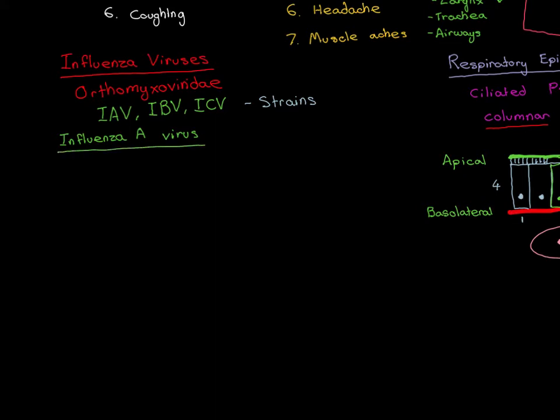Conveniently, I have already got a nice title there, influenza A virus, so I can just use that as my title. So we're now going to do the structure of influenza A virus. All of the influenza viruses are enveloped viruses. So the outer layer is going to be a phospholipid bilayer that they have nicked from the host cell that made them. And they're also RNA viruses.